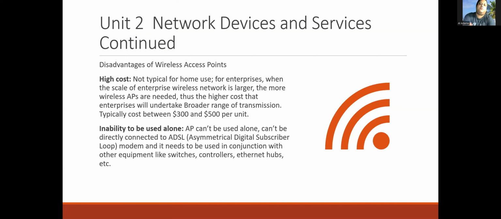Disadvantages of wireless access points. High cost. Not typical for home use. I did mention that earlier. More for enterprises. When the scale of the enterprise wireless network is large, the more wireless APs are needed. Thus, the higher the cost that enterprises have to take on for a broader range of transmission. Typically costs between $300 and $500 a box. They're not cheap.